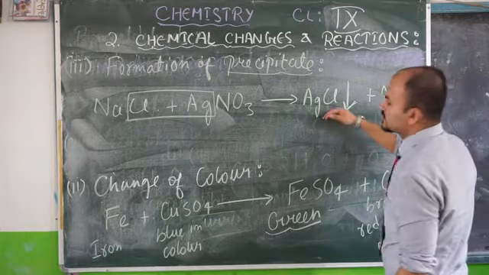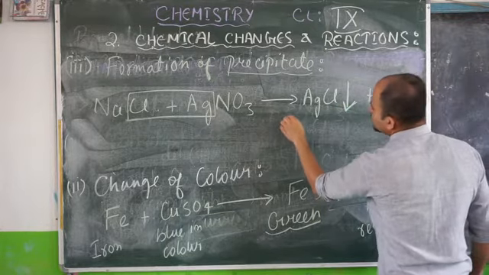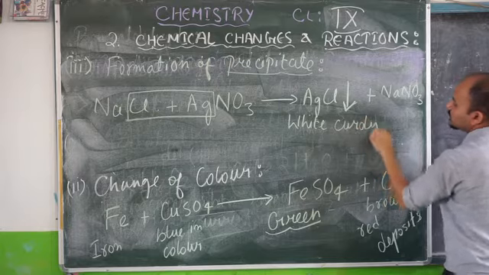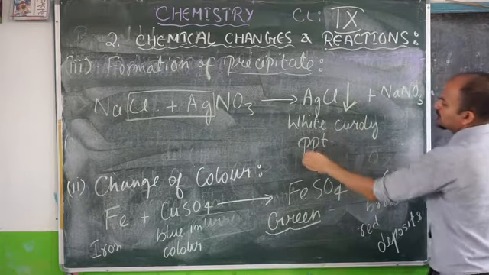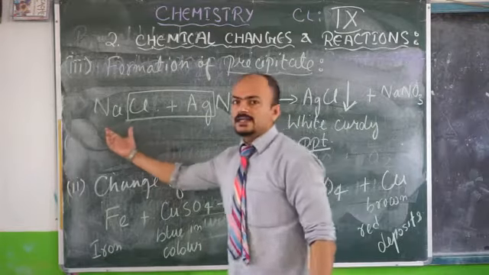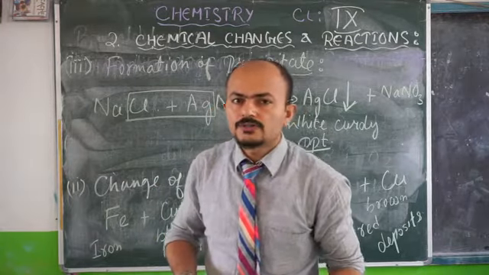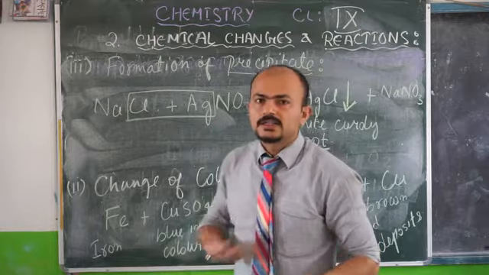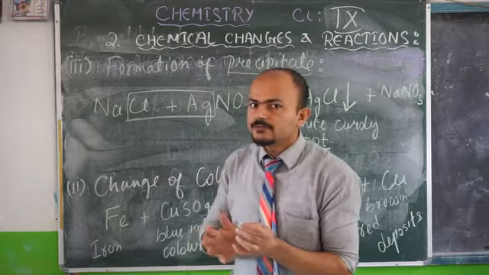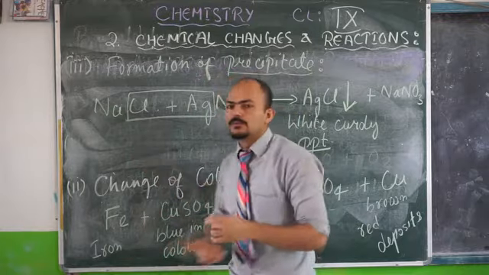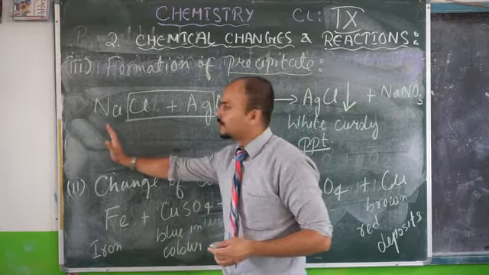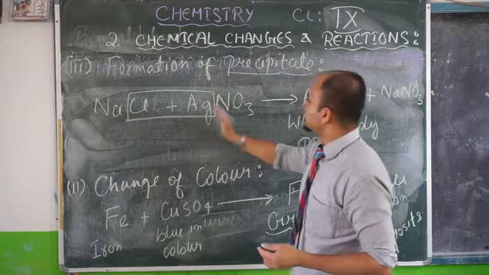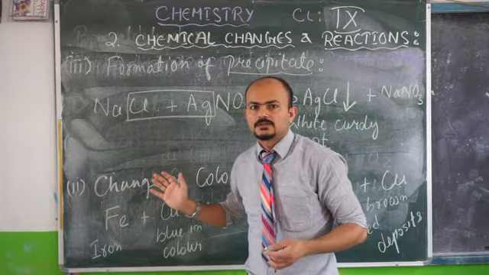And the color of this precipitate is white, curdy precipitate. Okay? And NaCl, you have some salt in the water. It's a clear, transparent solution. This AgNO3 is also a clear, transparent solution. So before the reaction you have this NaCl, which is a clear solution, and this AgNO3, which is also a clear, transparent solution.